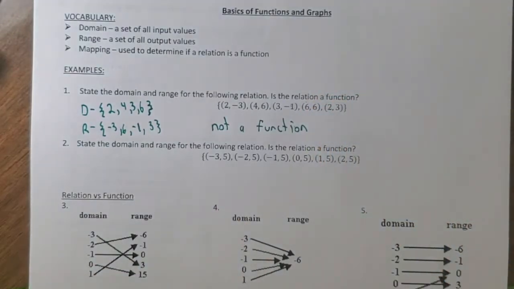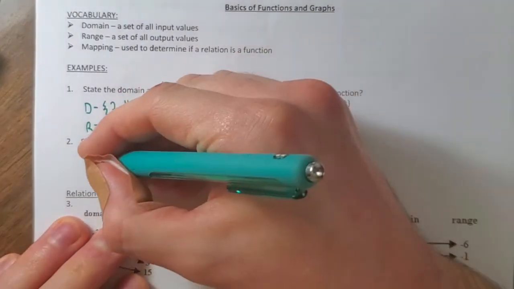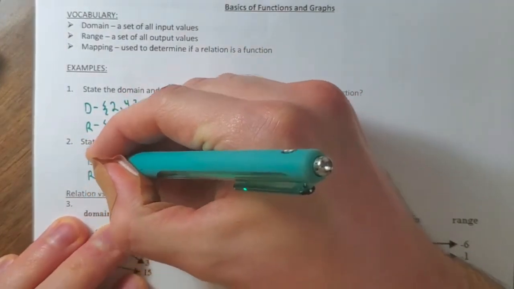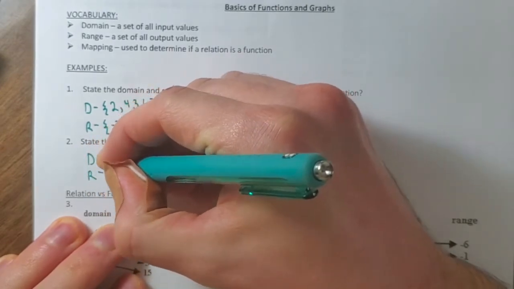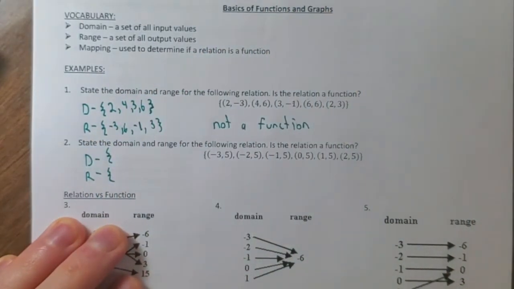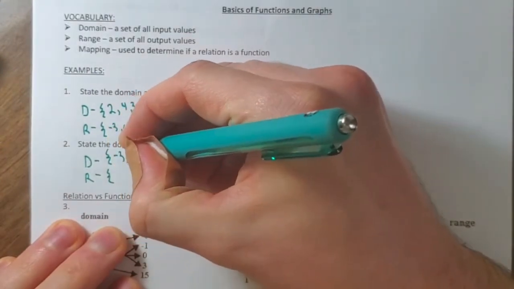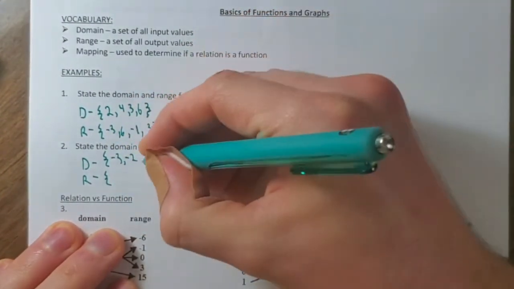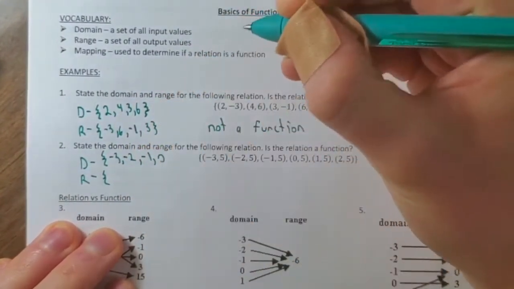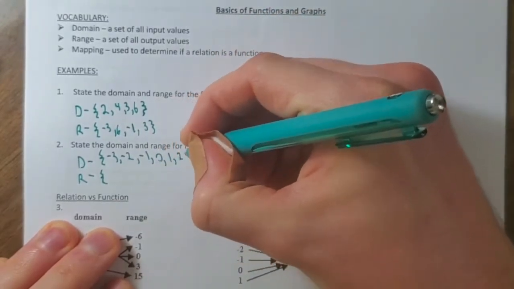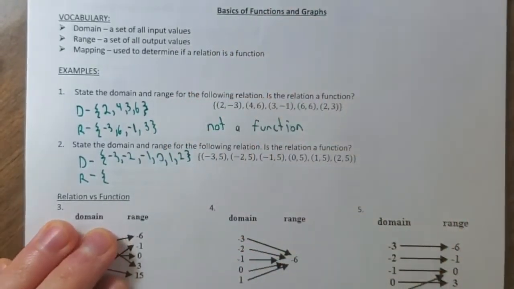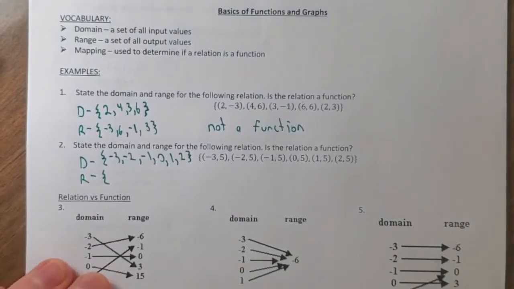Now let's try number 2. Same thing, we're asked to state the domain and range for the following relation and then determine whether or not it is a function. So this time around, let's right off the bat just list out our domain and range values. So we have our -3, -2, -1, 0, 1, and 2, giving us all 6 of our points for our domain.